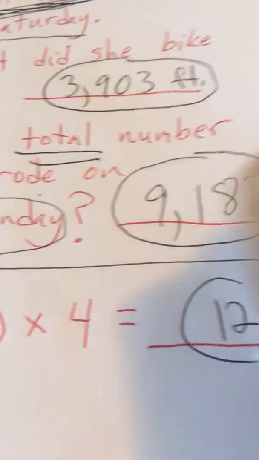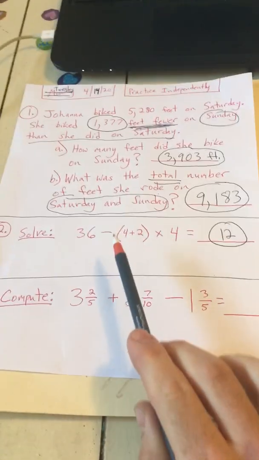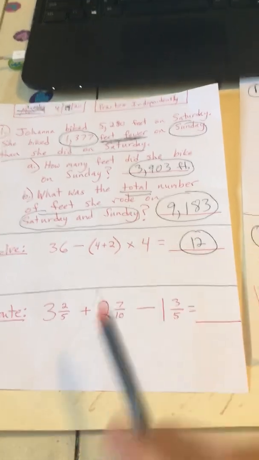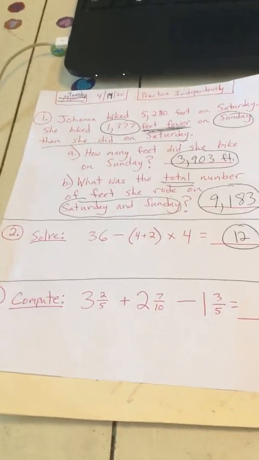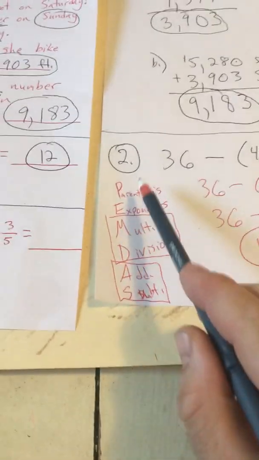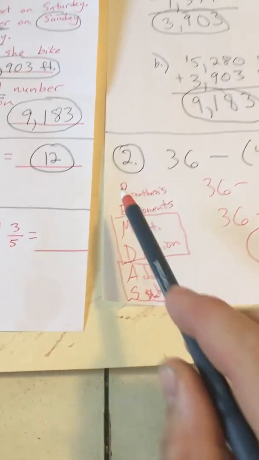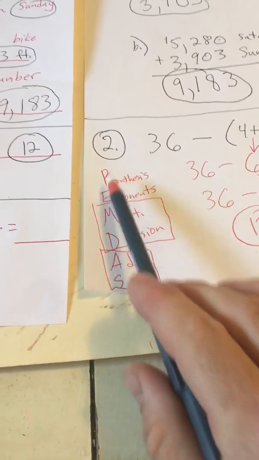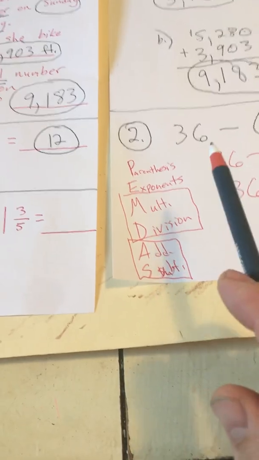So 12 is the correct answer for number 2. If you did not get 12, I want you to go back. We're going to try more of these because we haven't done these in a while. You've got to be really careful about what order you are doing those operations in. Okay, so write this PEMDAS down and keep that somewhere handy with all your papers nice and organized so that you can use it when we do it again tomorrow.